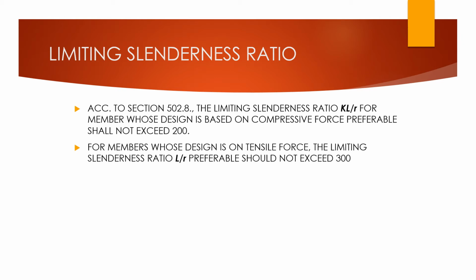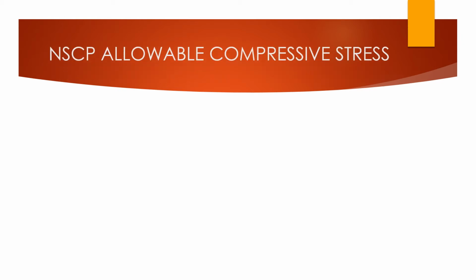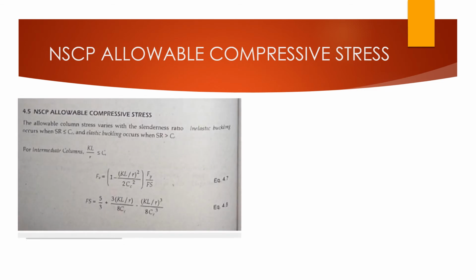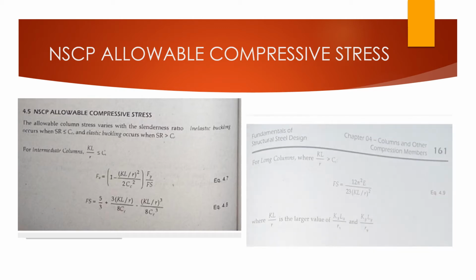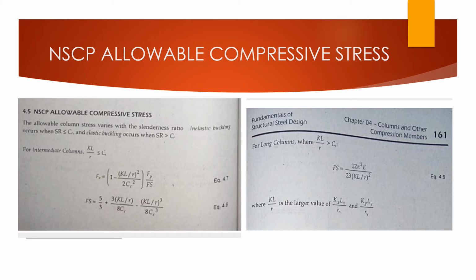So, it is important that you do not exceed 200 for compressive force and 300 for tensile force, because they are prone to failure. So, this is the NSCP allowable compressive stress. So, this is for intermediate columns. And for long columns, this is the equation that is not allowed in the NSCP.